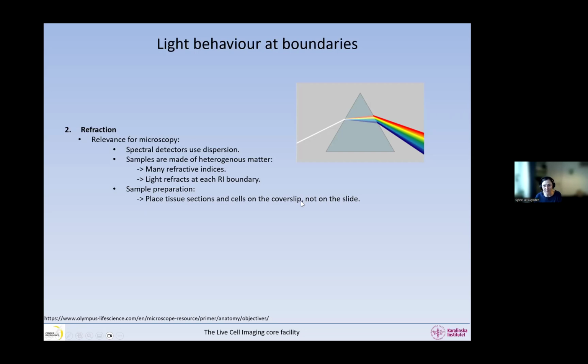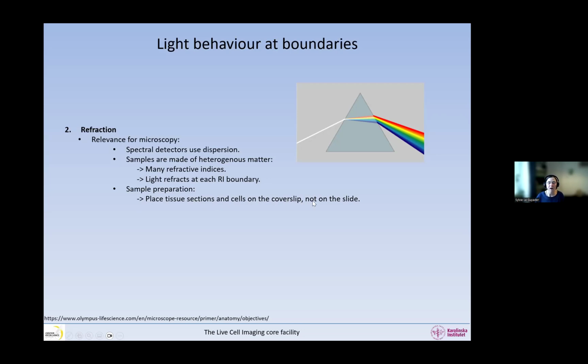I know it's not always possible, because sometimes we get samples that are old and have been prepared on the slide. Sometimes we get samples that are cut at the hospital and then they put them on the slide. They don't want to put them on the cover slip. Sometimes we have samples that may detach, but if we can, we definitely should put our samples on the cover slip, not on the slide. We will get much better images. And so we will talk about all this later.